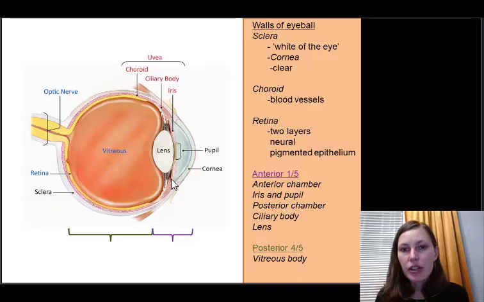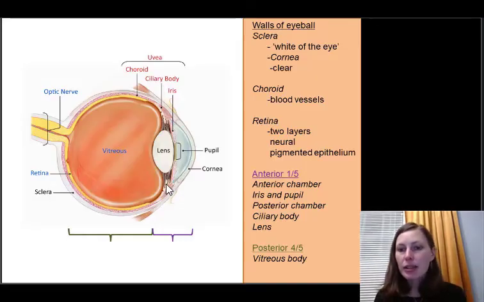So in the posterior chamber, you have the lens, and then the lens is connected to the structure called the ciliary body by these tiny little zonular fibers. So you see these little strings here that are connecting the lens to the ciliary body. The ciliary body has muscles in it, and when the muscles contract and relax, they either pull on the zonular fibers or relax the zonular fibers, and this can then change the shape of the lens.